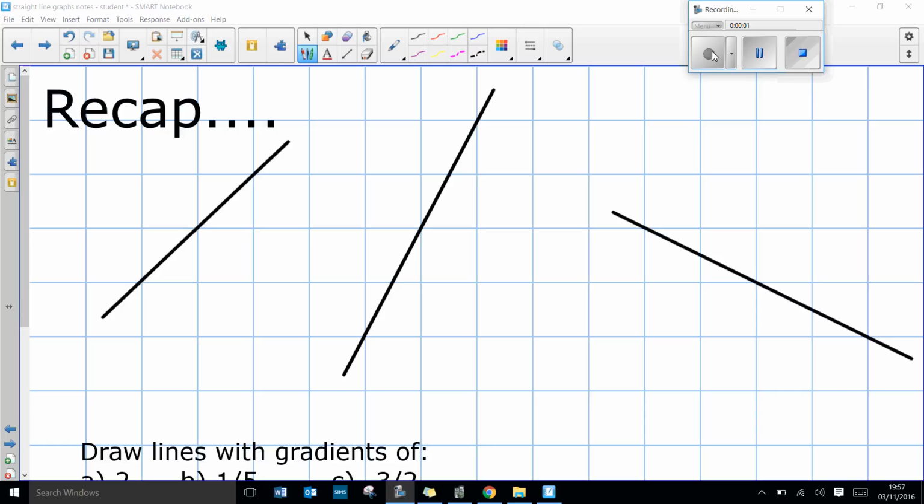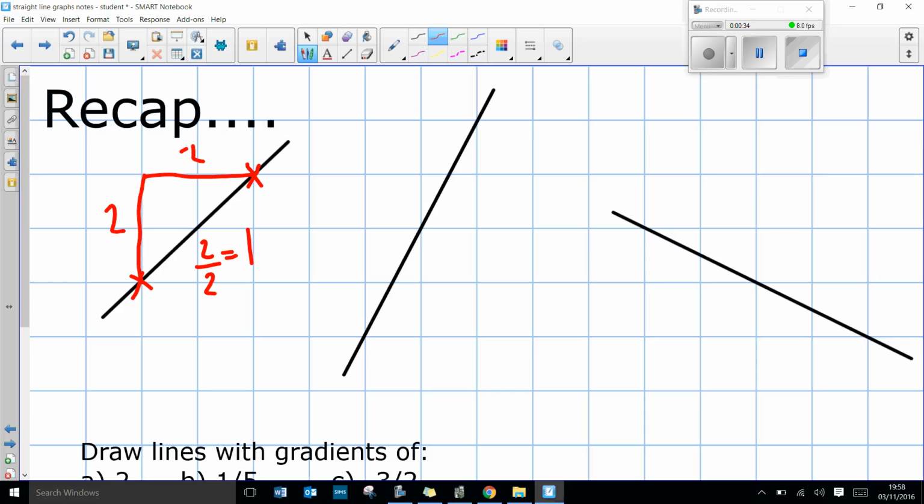Let's begin by recapping what we've learnt already about gradients. If I have a line and I need to find the gradient of it, I choose any two intersecting points. If I choose this point and this point, I need to see how I get from one to the other. I would have to rise 2 and run 2. So my gradient for this line would be 2 over 2. You always need to make sure you simplify this, which is just 1.